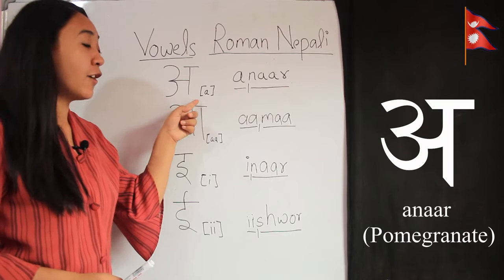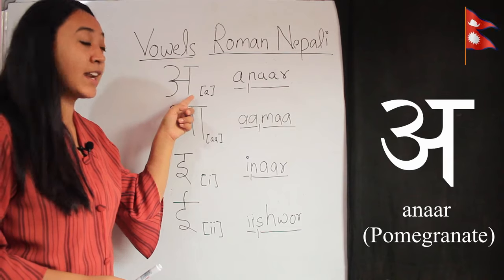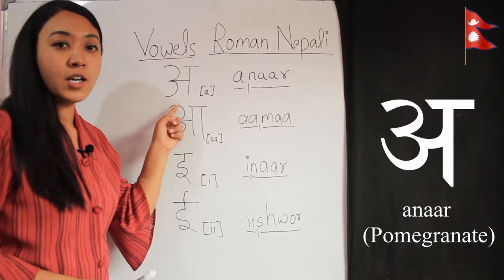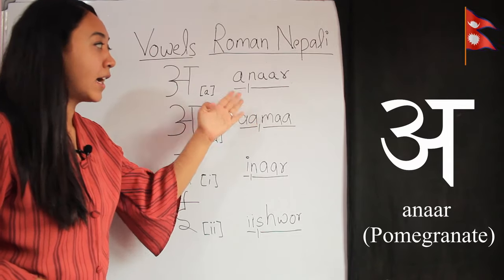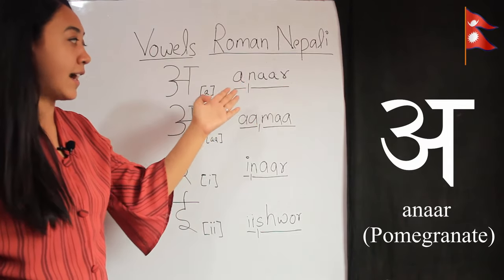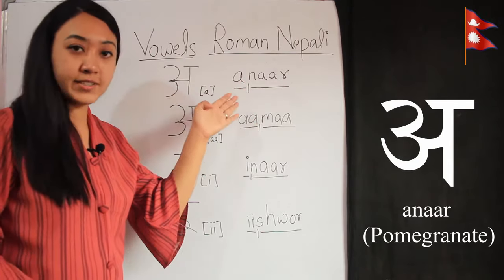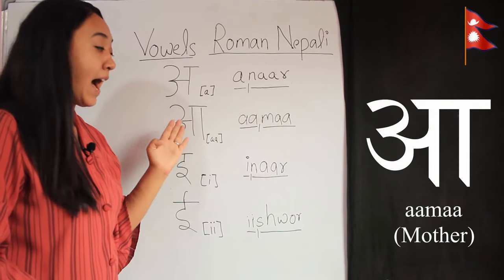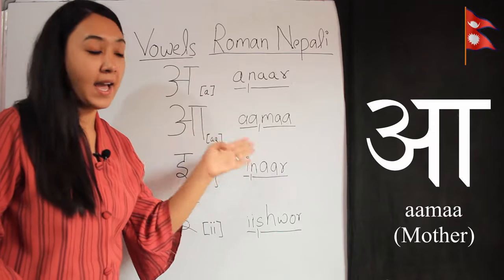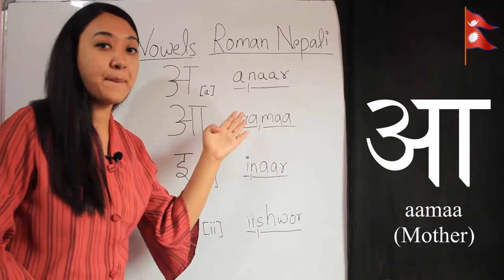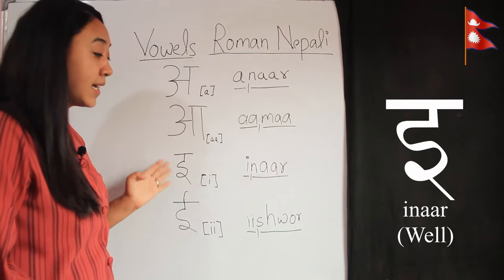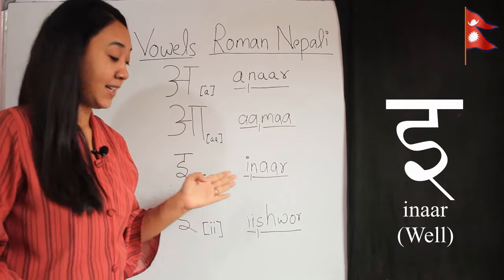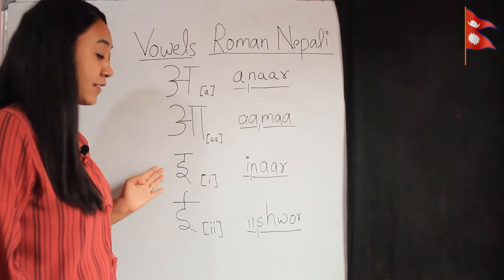I have given the phonology in Nepali here so that you can remember the sound A. With A, the word comes honor. Similarly, the second one is A, ama. E, inar. This is a little bit longer than the first one.